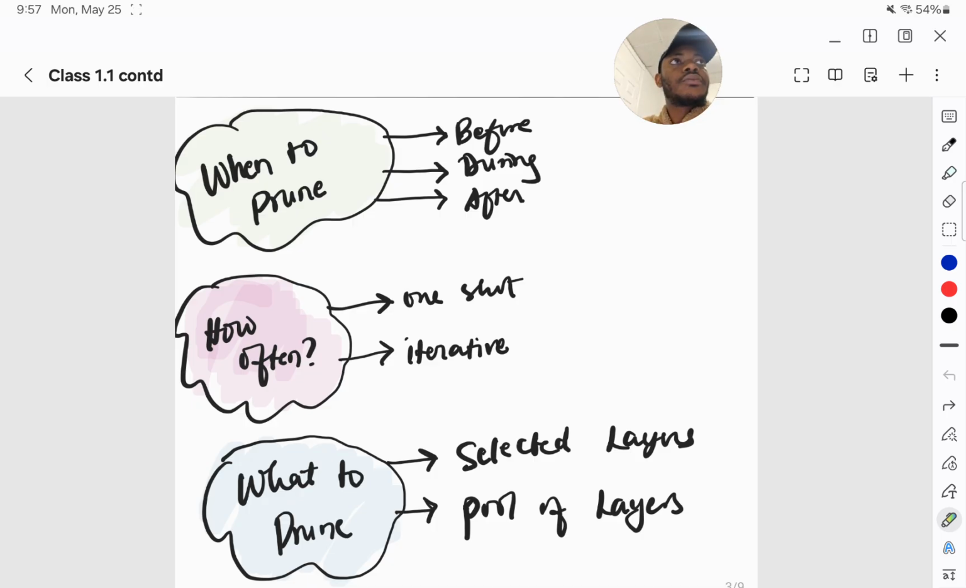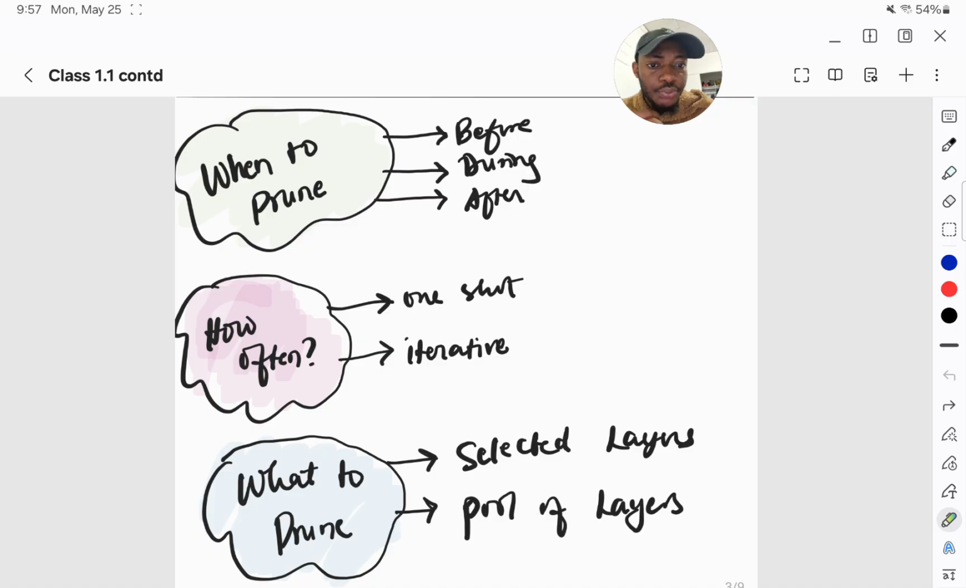Another question we might have is, how often do we prune the model? We can prune the model one shot, like once, right? Or we can decide to iteratively prune the model, and that's continuously, right? Maybe we see how the model is behaving. For example, if the model behaves according to a particular rewarded action, we can now iteratively prune the model to achieve what we want.